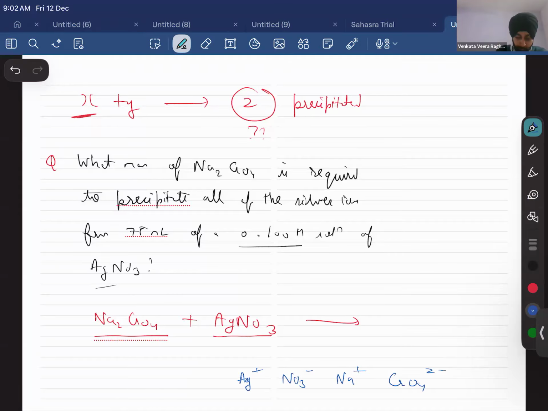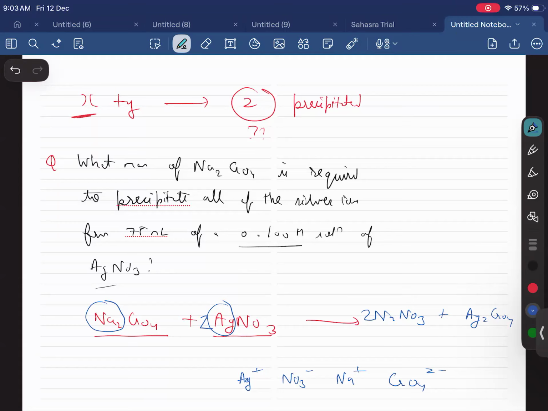Like the metal from here will be displaced by metal from here. Yes, sir. Okay, so Na will combine with NO3, so it will form NaNO3, and Ag will combine with CrO4, so it will be forming Ag2CrO4. That means I have to take 2 over here. Do you agree with me? To balance this equation. Yes, sir. Yes, so that means see the stoichiometry is 1:2, not 1:1. Yes, sir. You have to solve it again then.